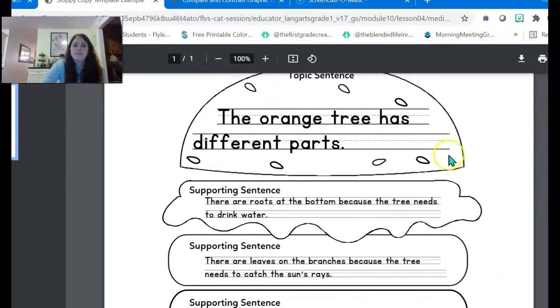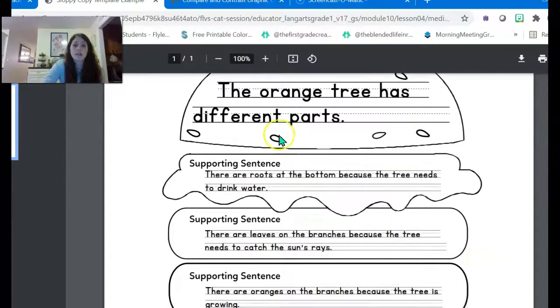So we have this one, the topic sentence, the orange tree has different parts. So that's our piece of bread up top. Now we have to have some supporting details that tell about those different parts. Here they are.